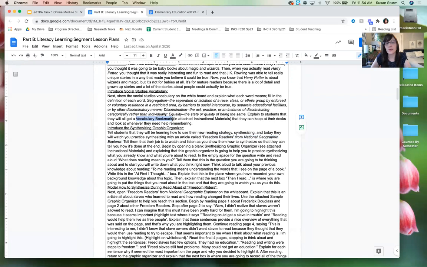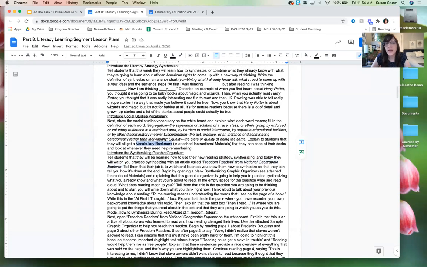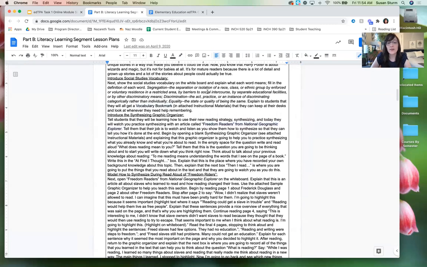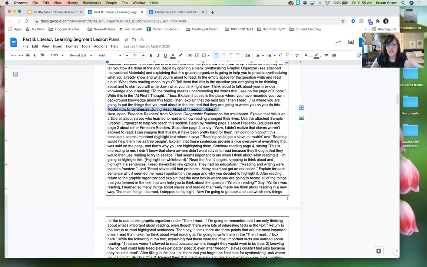Almost all of her students are reading below grade level, so she really needs to put in a lot of supports for them. She has a sentence frame that will help them with the dialogue around this topic, and that's right on her anchor chart. She's introducing the vocab. She's introducing the graphic organizer. She's modeling how to synthesize as she reads aloud.